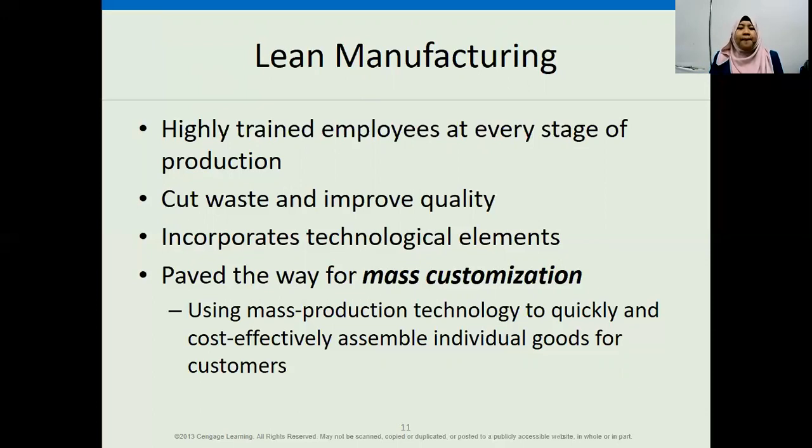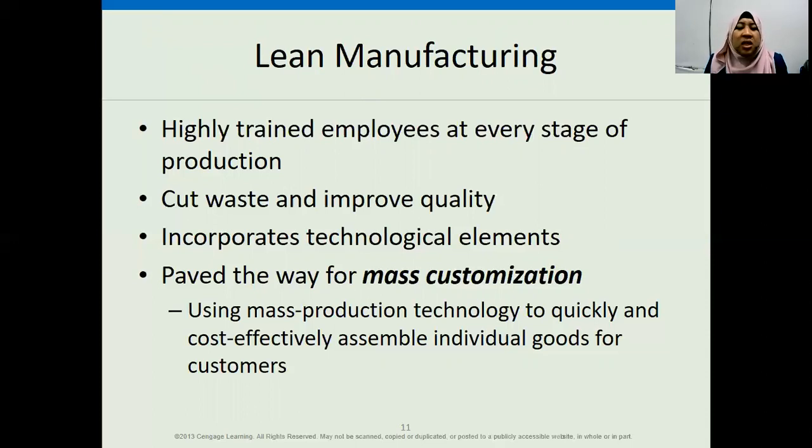So I told you before, right? When you're introducing new technology, the best thing is you have to give training. So it's stated here, highly trained employees at every stage of the production, to make sure the production line is smooth. That is the most important thing. And they also said, in the bolded words here, paved the way for mass customization, meaning they're using mass production technology to quickly and cost effectively assemble individual goods for the customer.